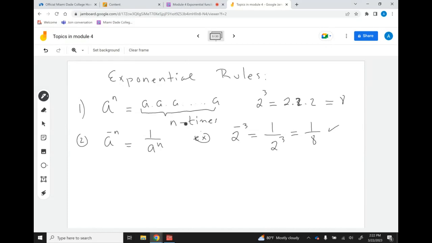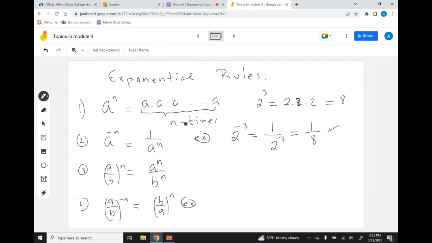Another one we could do is, what about a fraction? When you have a fraction, this is the same thing as a to the n over b to the n. Number 4, what about if you have a fraction, but this time the exponent is negative? What happens in that case? Actually, this is one of the most useful ones. This actually turns into b over a raised to a positive n.